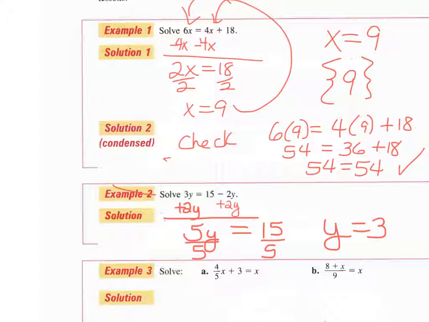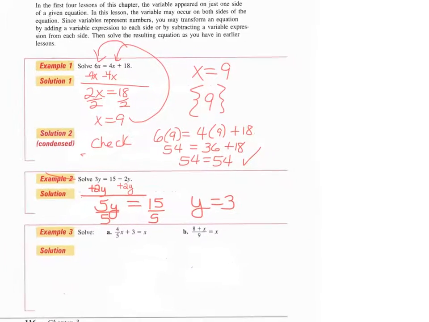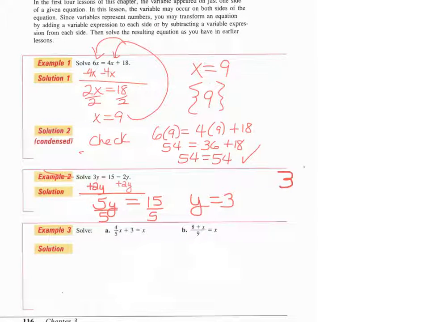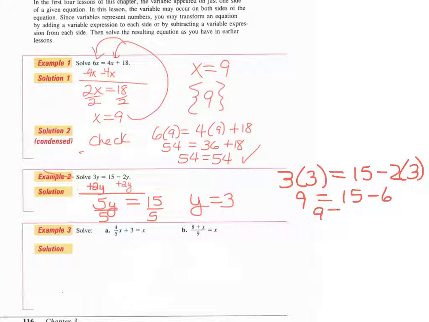Again, I can do the check here, and I can plug it in. So 3 times 3 is equal to 15 minus 2 times 3. 9 equals 15 minus 6. 9 equals 9. It checks. So again, my correct solution is y equals 3, or you can put the value in the set brackets.